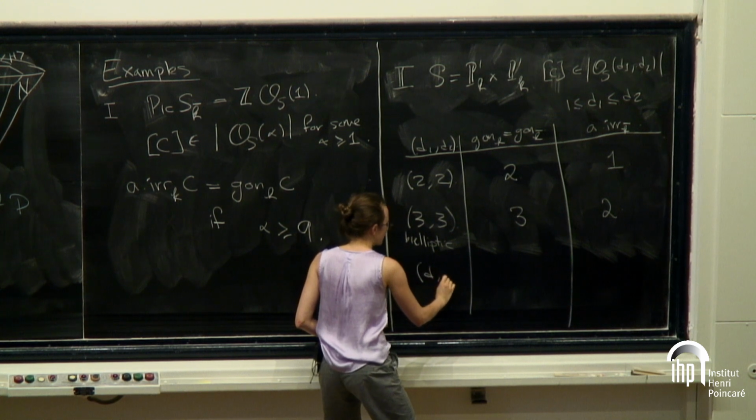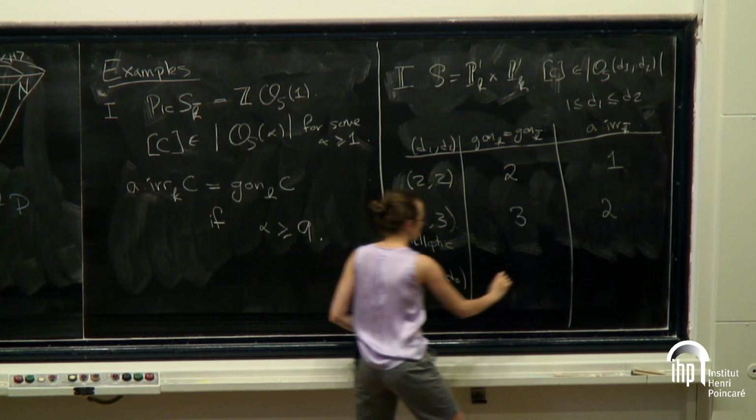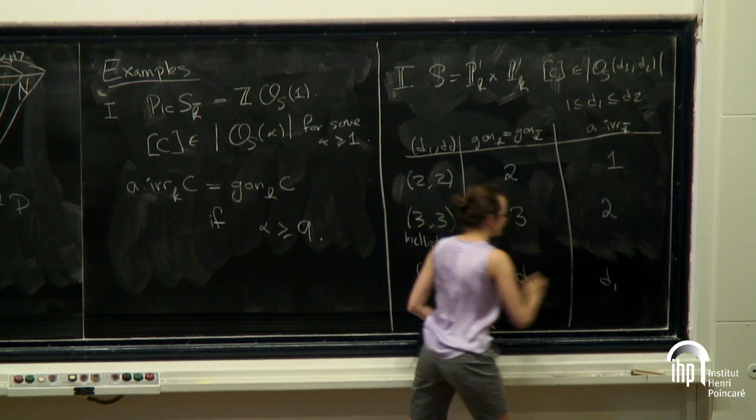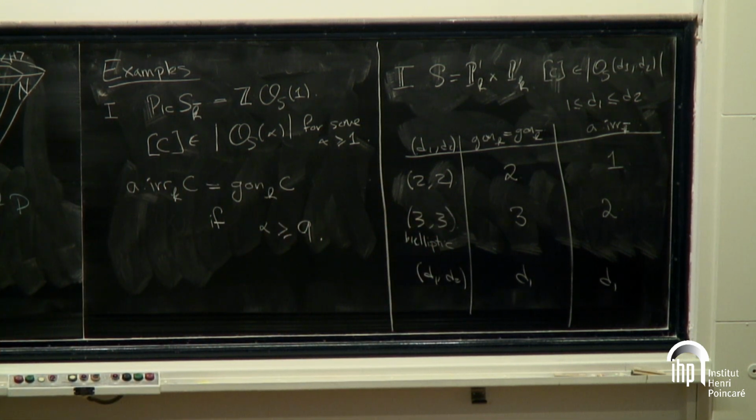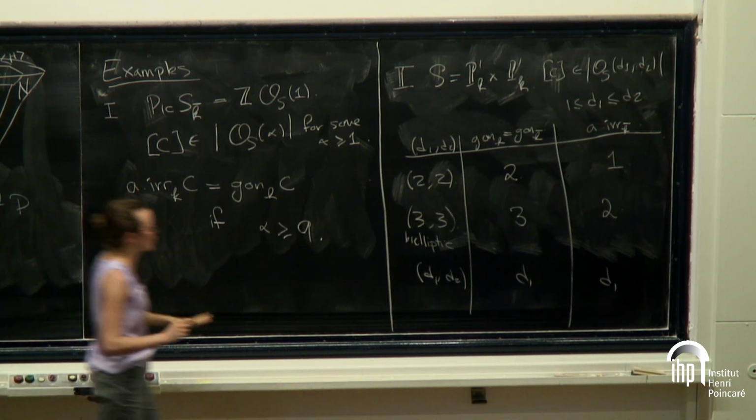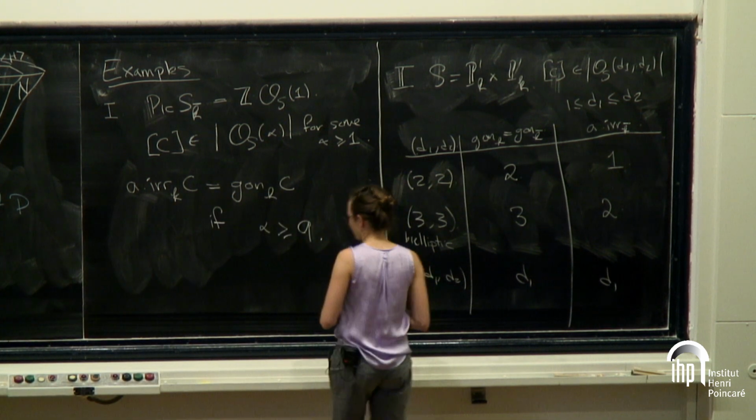And then for all other D1 and D2, I get D1 and D1. So the moral of the story is that (2,2) and (3,3) are not positive enough. But once I get a tiny bit more positive, the invariants agree.